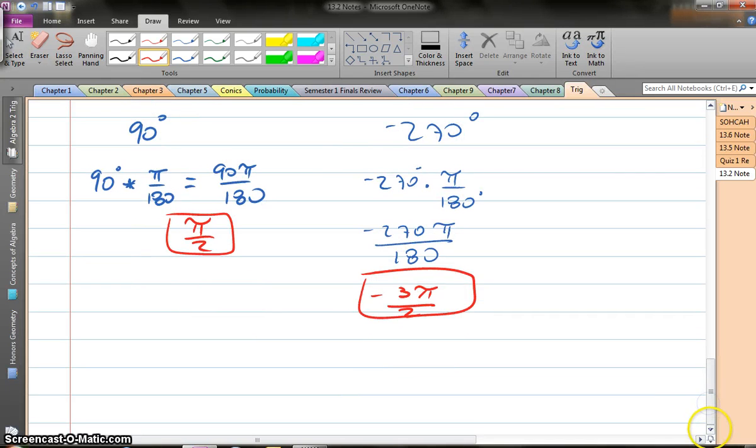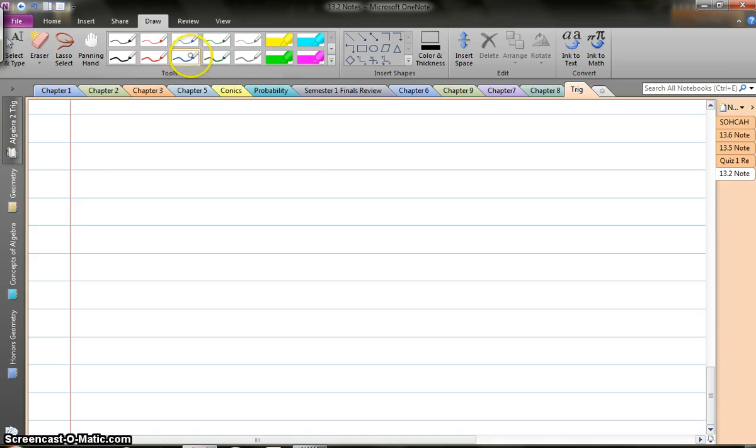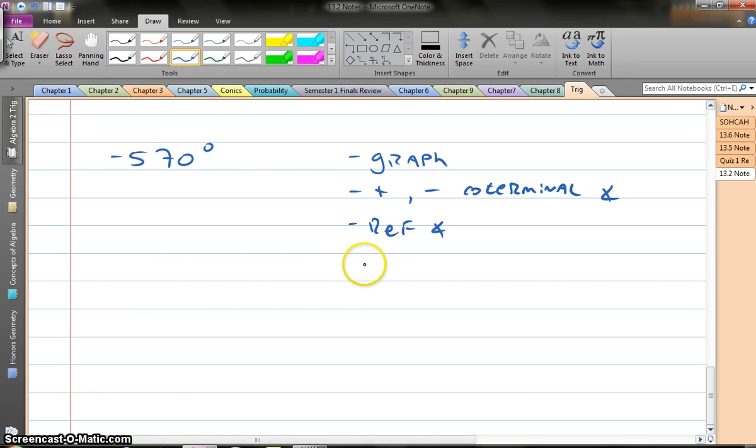Now, I'm going to leave you with one problem. Make sure you have this done for tomorrow. I'm going to give you negative 570 degrees. And I want you to graph it. I want you to find a positive and negative coterminal angle. I want you to give me the reference angle. Remember, always positive between 0 and 90. And convert it to radian measure.